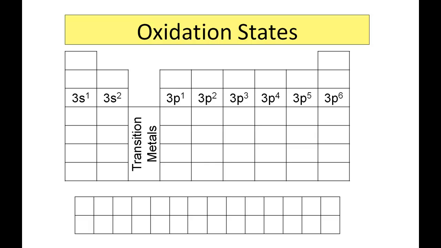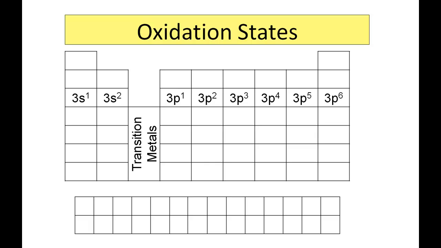Predicting the oxidation states of elements is a very important thing to know in chemistry. What I've drawn on the screen here is a diagram that only contains the representative elements. Notice the transition metals have been taken out. I've written out the electron configuration of the highest energy electron in each element of that group.